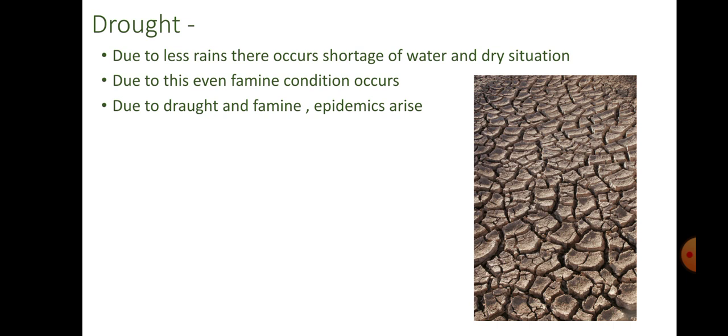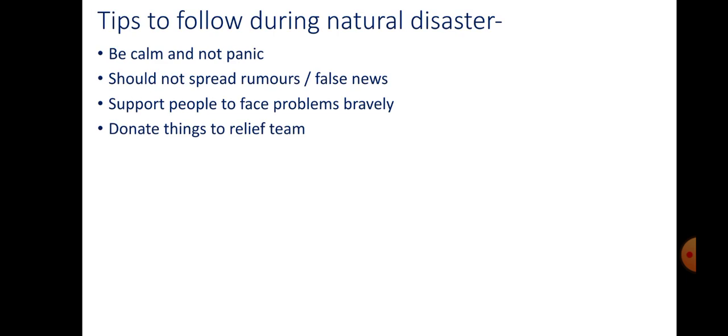Okay. Now, when a natural disaster occurs, we should follow some rules. Try to follow these things. That is, be calm and do not panic. Most of the time when we are in danger, we start to scream, cry out. No, we shouldn't do that. We have to be calm and we should not panic. Next, we should not spread rumors or false news, because once you start spreading rumors or false news, people will begin to get scared more and more. So we should not spread rumors and false news.